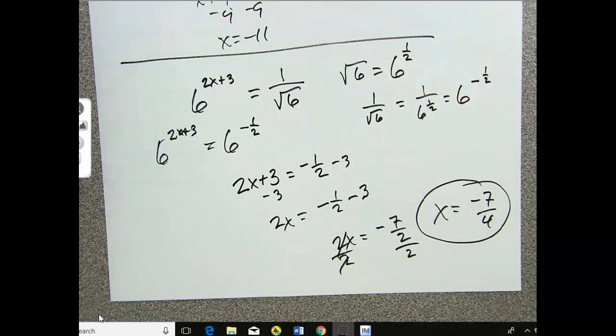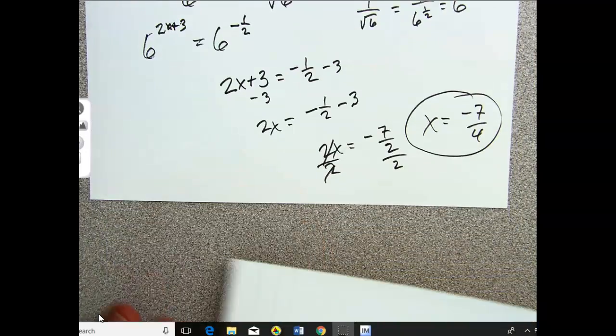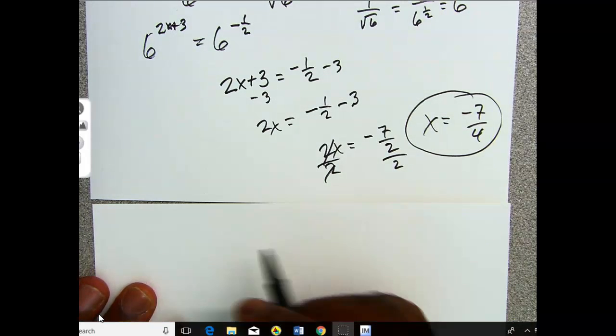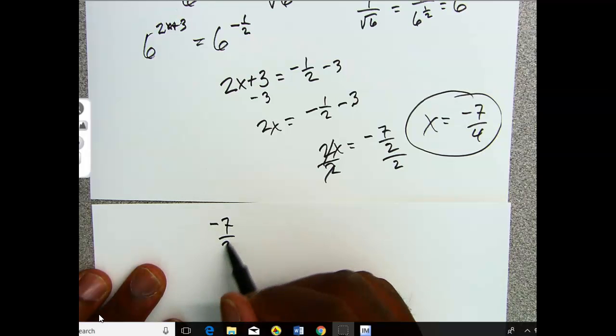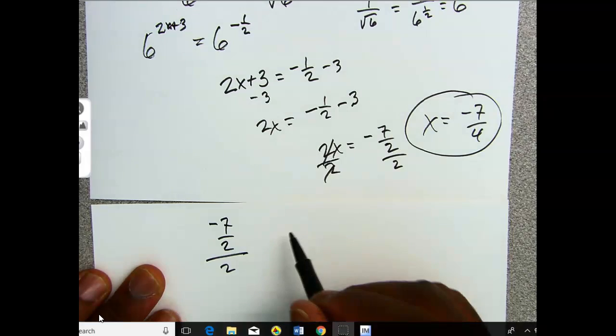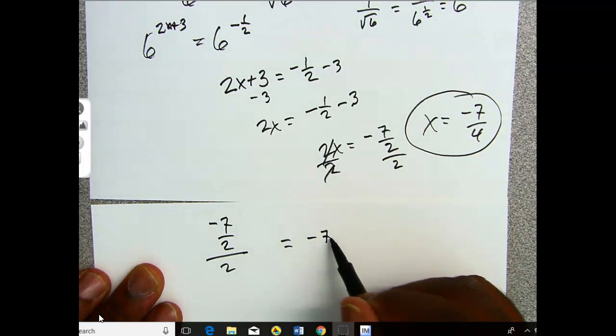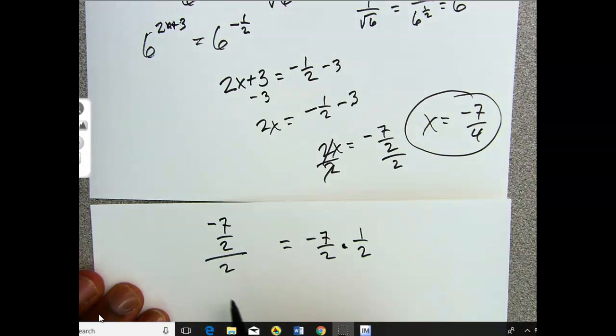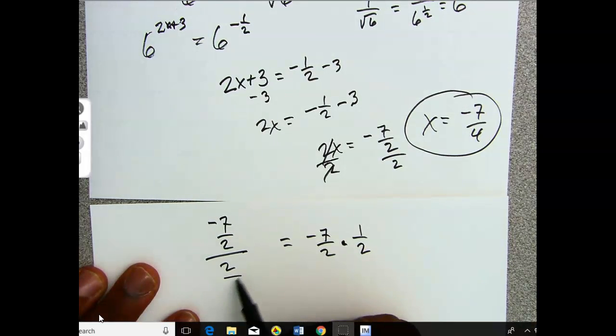Now, I'm going to show you something. We're going to take a different approach with this same linear equation. Negative 7 over 2 divided by 2. Division is just multiplying by the reciprocal, so this is negative 7 over 2 times 1 over 2, because remember, this 2 is the same thing as 2 over 1.